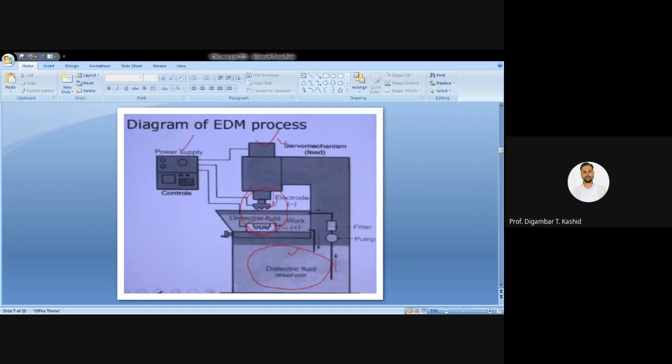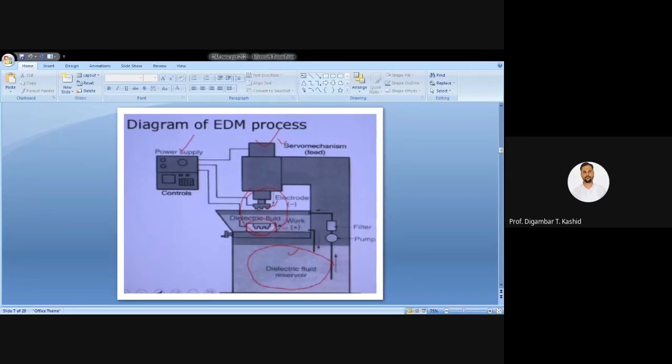This is a protrusion. A similar protrusion will be generated, that means the cavity, or the shape of your tool. A similar protrusion will be generated into your workpiece. So this is the electrode, or we can call it the cathode. It will act as a cathode.